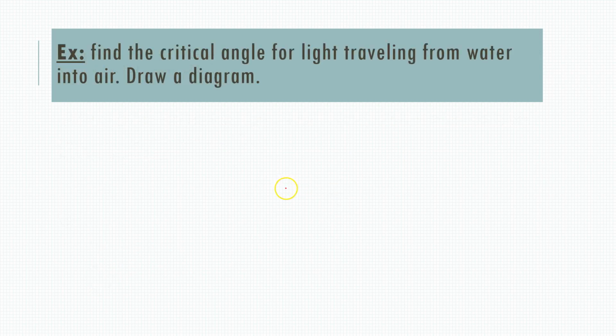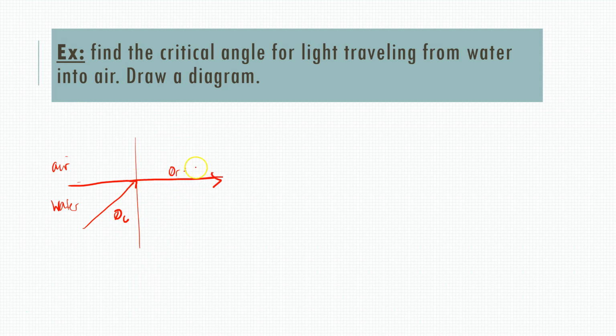So here's an example. Find the critical angle for light traveling from water into air. And I think I only have one example of this too. Okay, I said draw a diagram. So here we have water. Here we have air. Here's our normal. So we want to figure out what would be the critical angle for making it travel right here. We want this to be 90 degrees. That's what we're going for, okay?